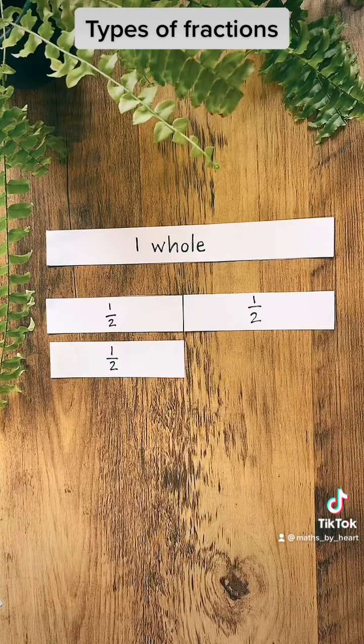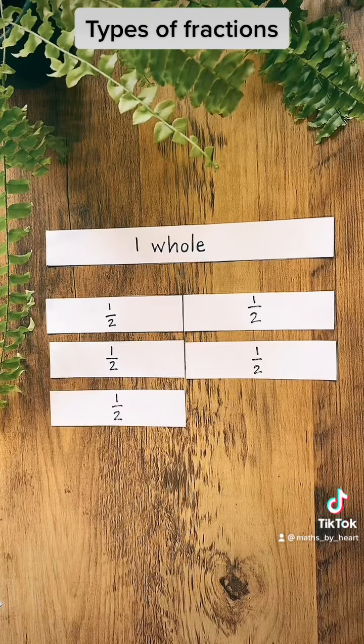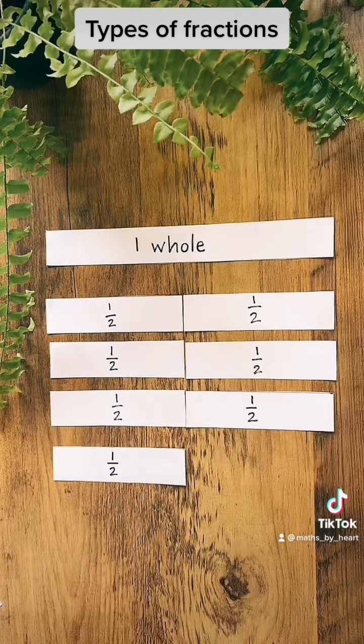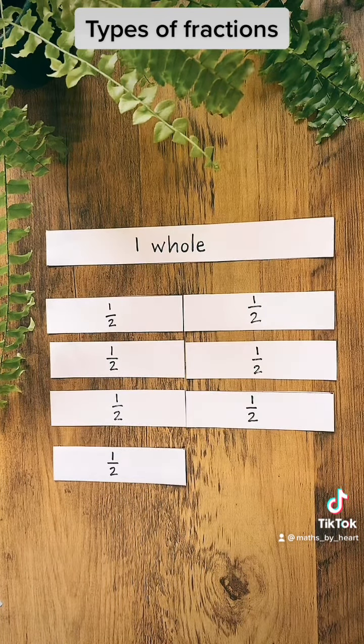Well, we can see that 2 halves are the same as 1 whole one, and another half would be 1 and a half. So 3 halves are the same as 1 and a half. If we have 5 halves, we can see that's the same as 2 whole ones and 1 half. So it's 2 and a half. If we have 7 halves, we need 6 halves to make 3 whole ones and an extra half. So it's 3 and a half.